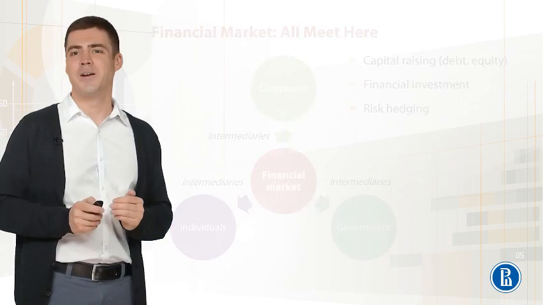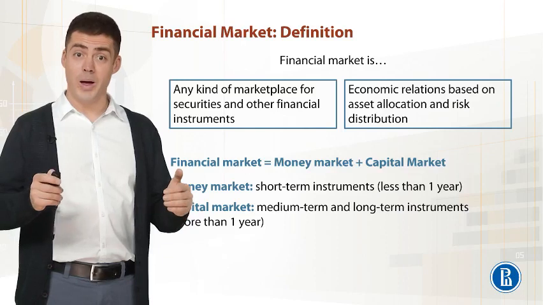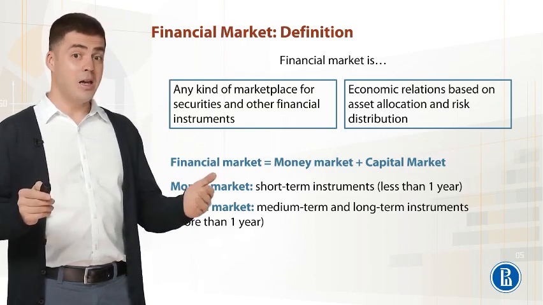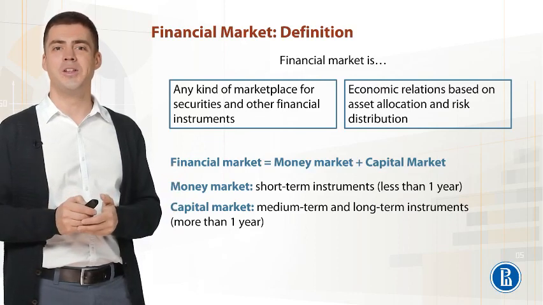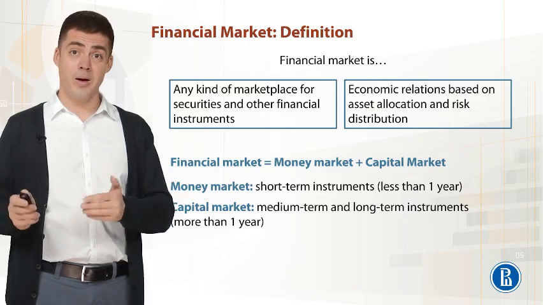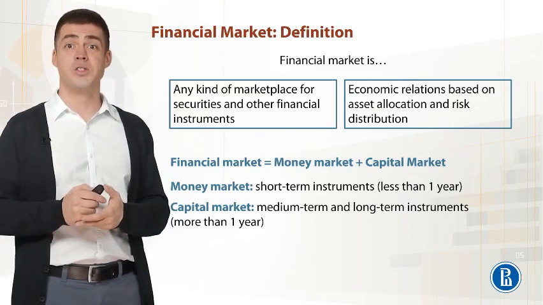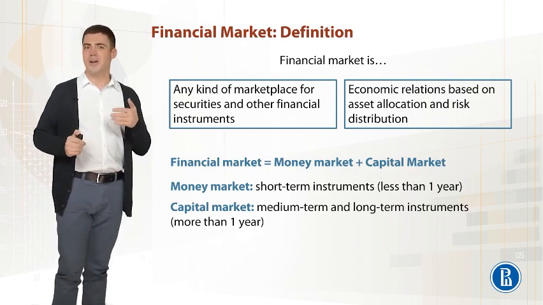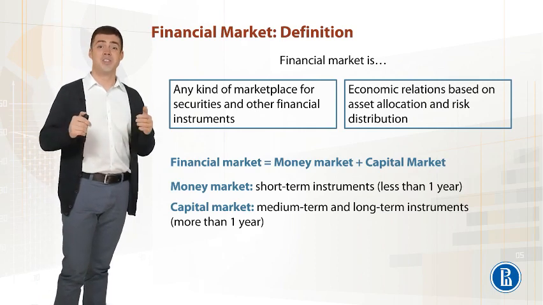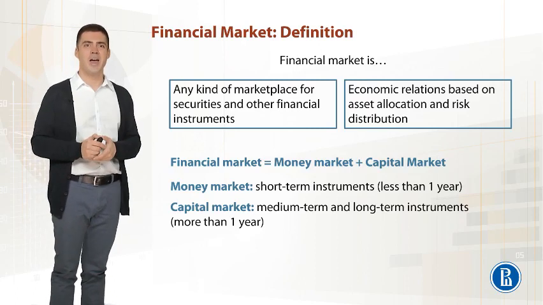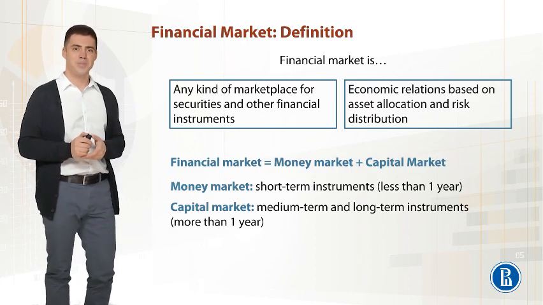Now let's define financial market in a more formal way. Financial market can be thought of as any kind of marketplace for securities and other financial instruments which are bought and sold there just like any other goods and services. However, financial market can also be defined as the set of economic relations based on asset allocation and risk distribution.